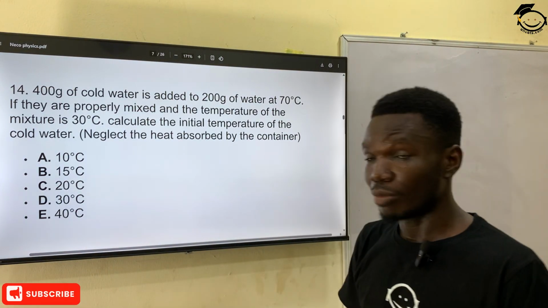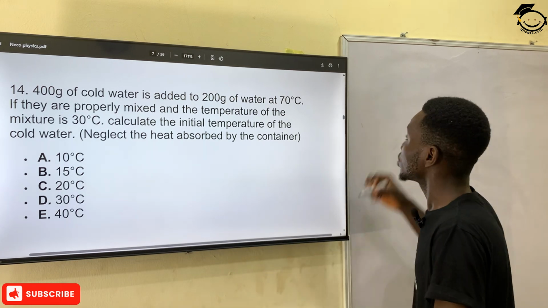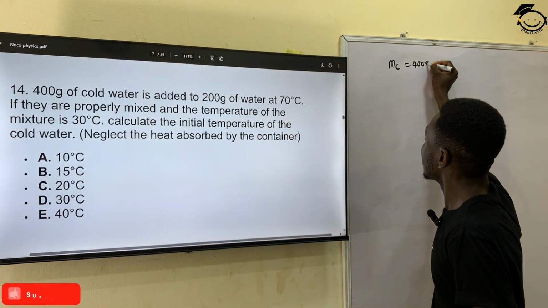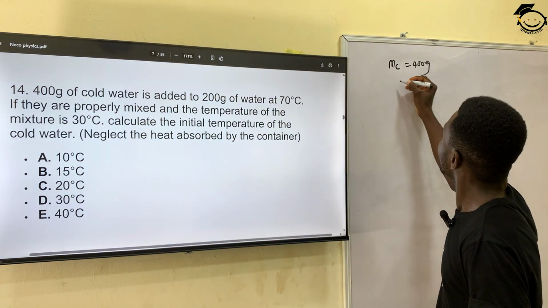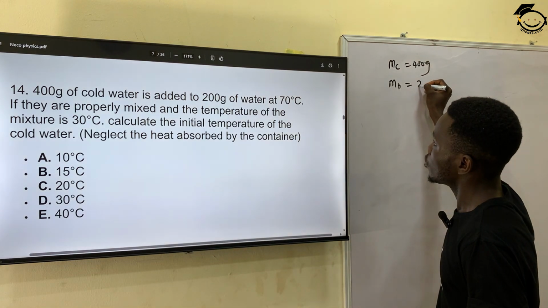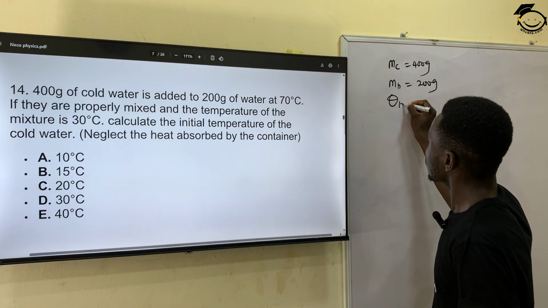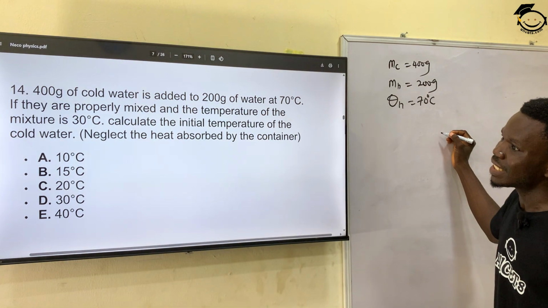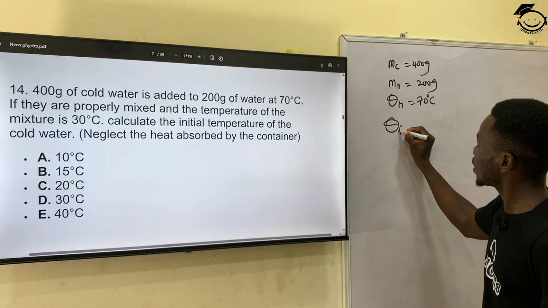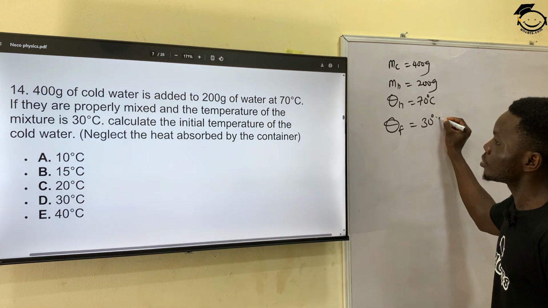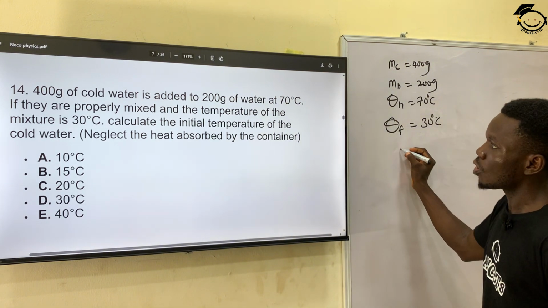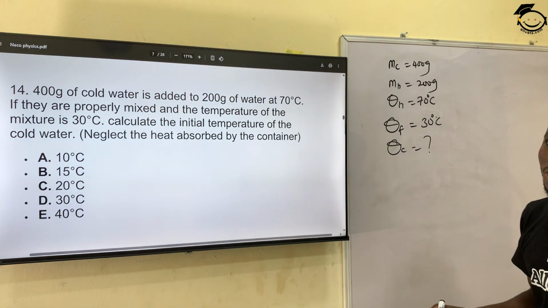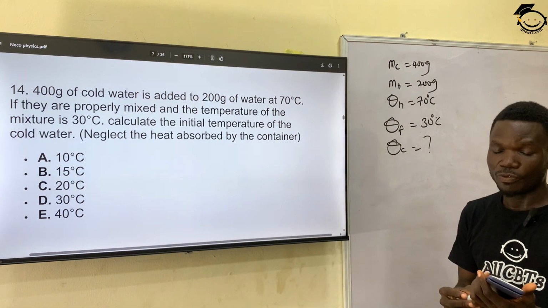Okay, that takes us to question number 14, which says that 400 grams of cold water, so I have the mass of cold water to be 400 grams, is added to hot water of mass 200 grams, and the temperature of the hot water is 70 degrees Celsius. If they are properly mixed, the final temperature of the mixture is 30 degrees Celsius. Calculate the initial temperature of the cold water. The temperature of the cold water we do not know. From this question, you can tell that it is based on specific heat capacity.